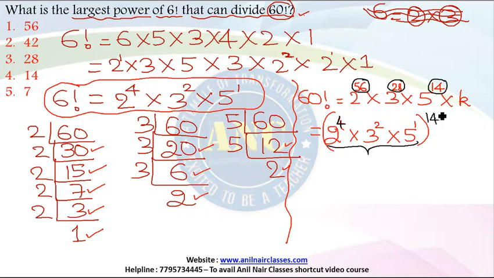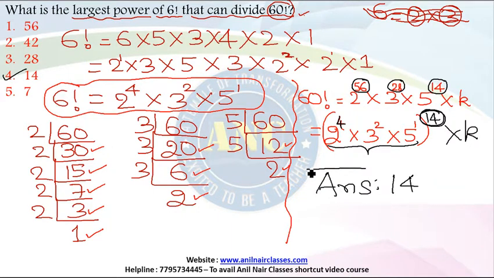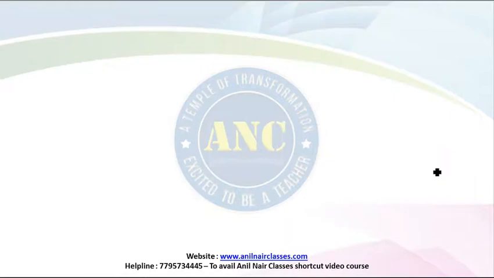What is the highest power of 6 factorial in 60 factorial? The power of 6 factorial is how much? It is 14. Answer for this question is 14. Beautifully you can solve the questions on highest factorial. And I am damn sure that with these many questions I have solved till now, your understanding is very clear and crystal. I hope it is clear for you, sir.